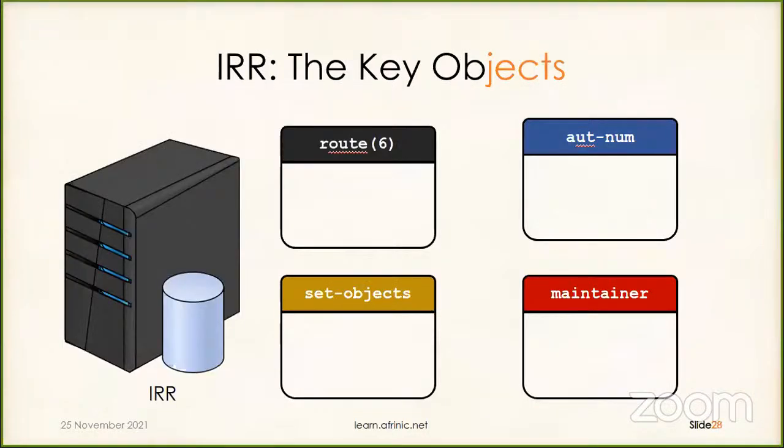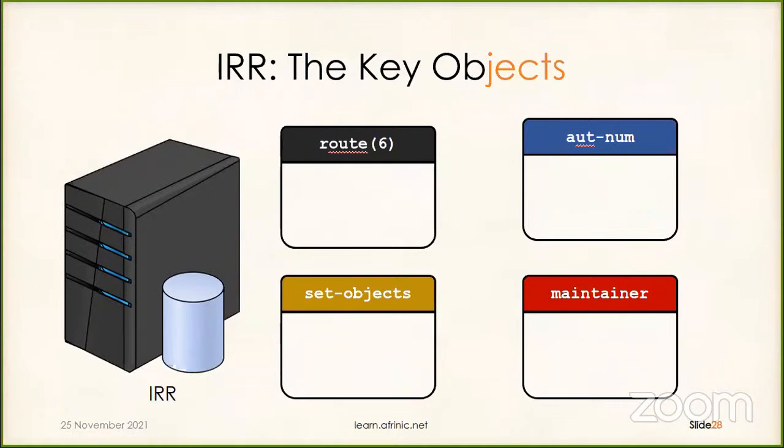The key objects used in the IRR are route and route6 objects, which describe from which AS number a prefix is intended to be originated. Next, we have the aut-num object, which is the AS number, and it may also be used to describe the routing policy of that particular AS number. We have also set objects such as AS-sets, which are groups of AS numbers, which can be referenced in many places where a single ASN can be referenced, but you can also use set objects there.